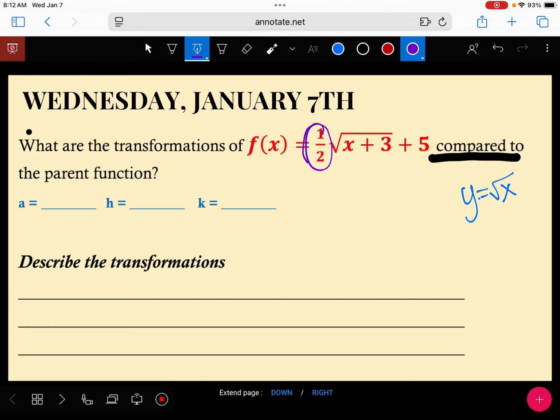What would a be? 1/2. Anybody remember from yesterday what that does to our graph? What changes does it make? Compress, good.